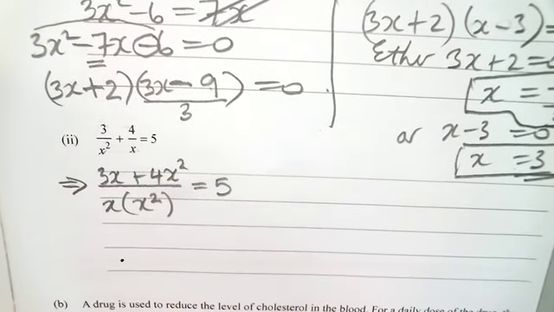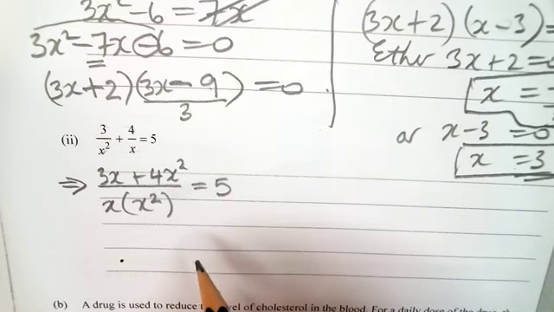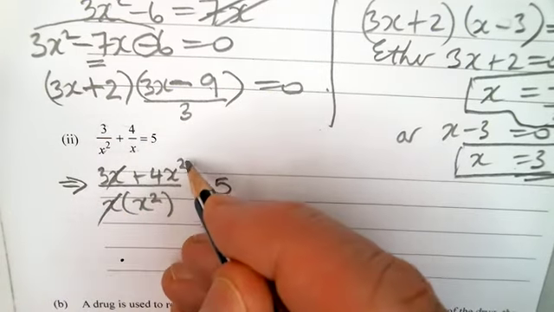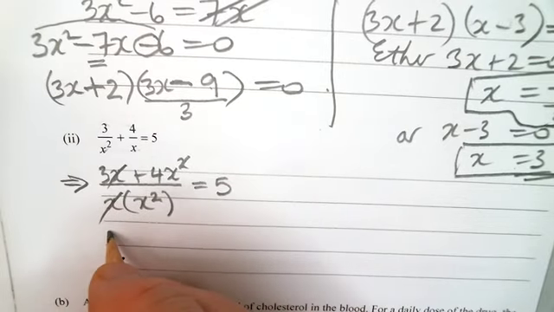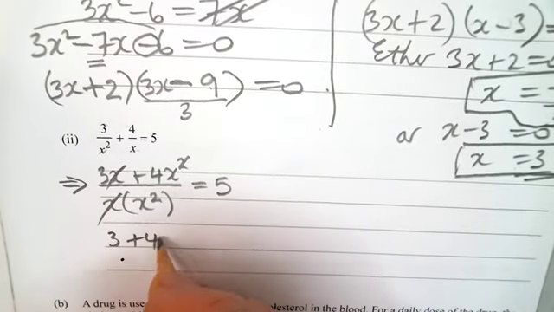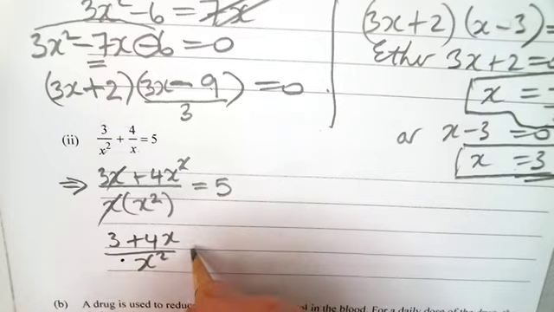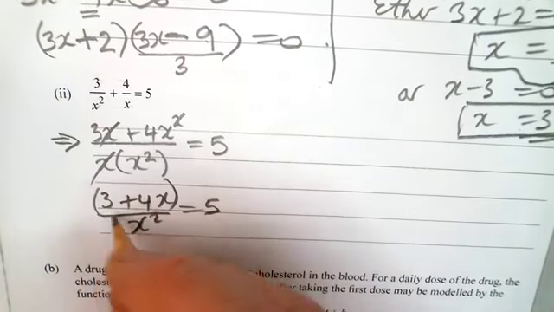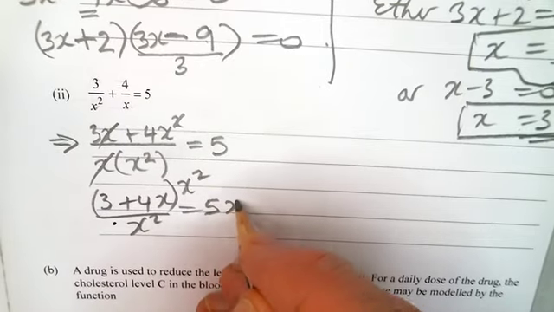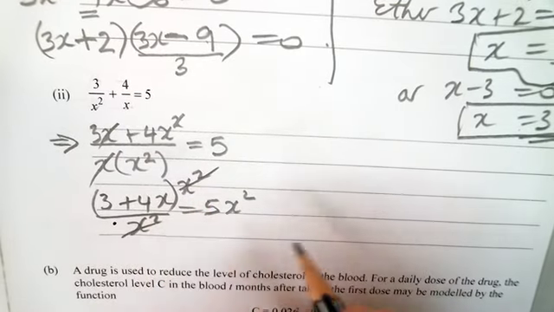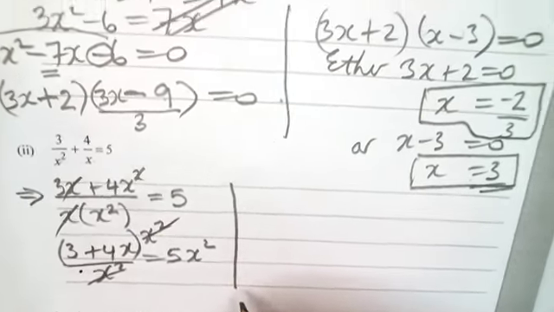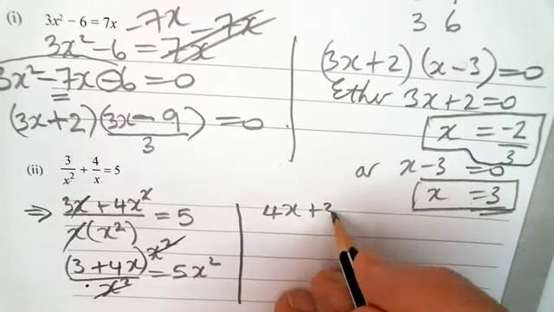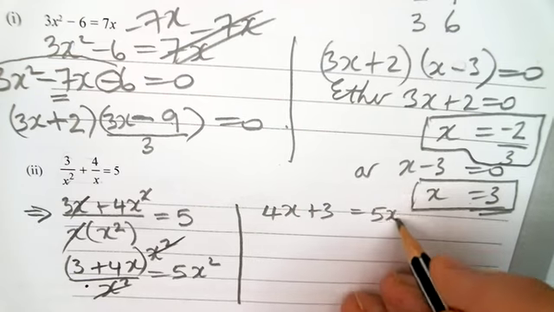Now, of course, I've got a whole bunch of x's here, which I really don't want. So let's divide everything by x on this side first. I divide this by x and divide that by x. So I'm left with 3 plus 4x on x squared is equal to 5. Now we can get rid of the denominator: multiply both sides by x squared. That leaves me with 4x plus 3 is equal to 5x squared.